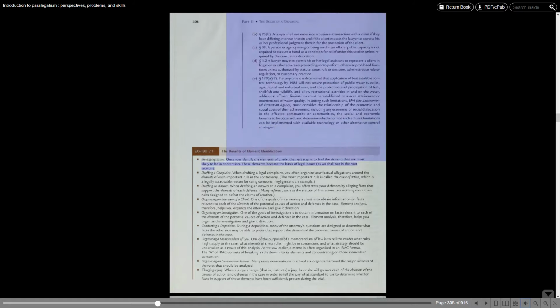The benefits of element identification. Identifying issues. Once you identify the elements of a rule, the next step is to find the elements that are most likely to be in contention. These elements become the basis of legal issues, as we shall see in the next section.